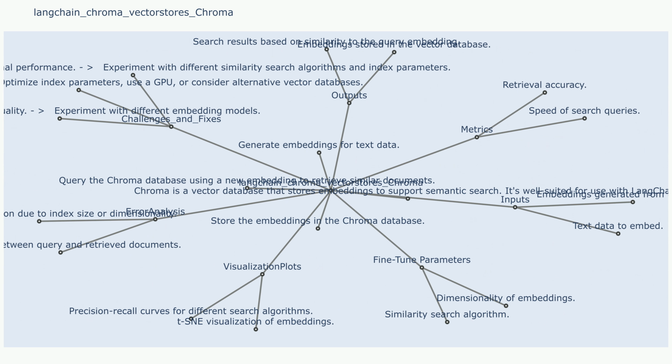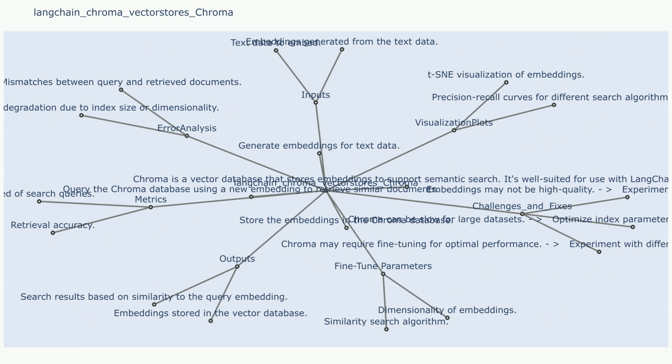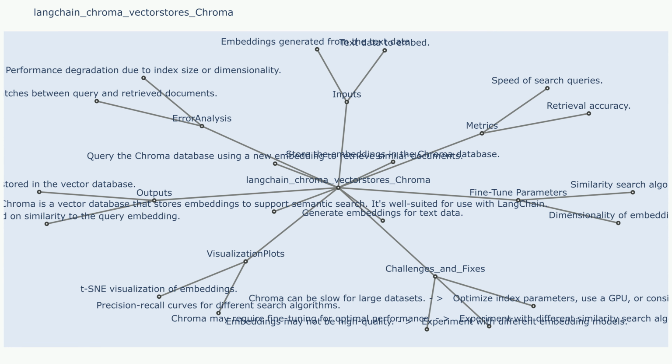Similarity search. When you query Chroma, it generates an embedding for the query and compares it to the embeddings of all documents in the database. This comparison is performed using a similarity function, e.g., cosine similarity. Chroma then returns the documents with the highest similarity scores.